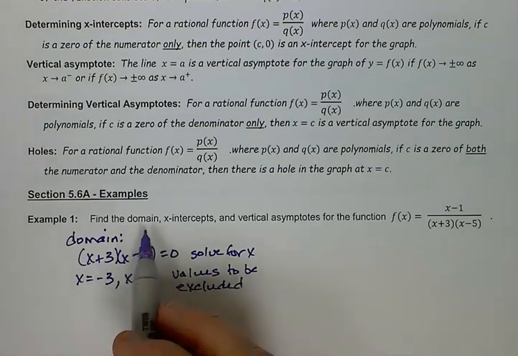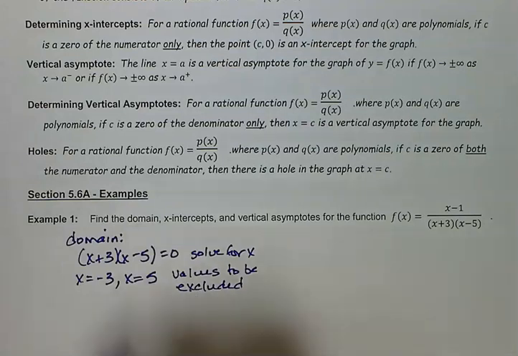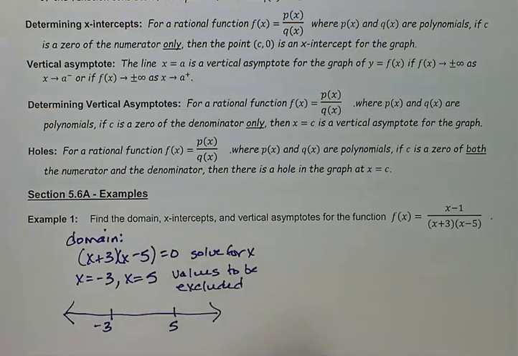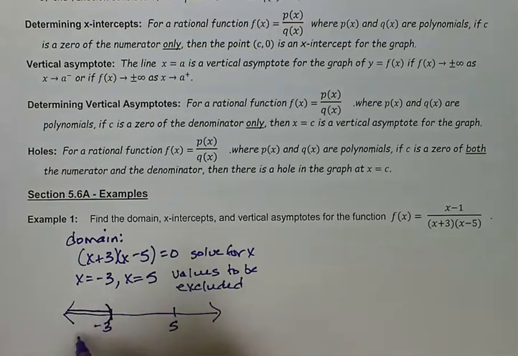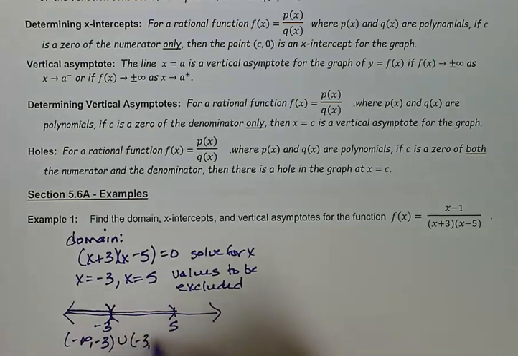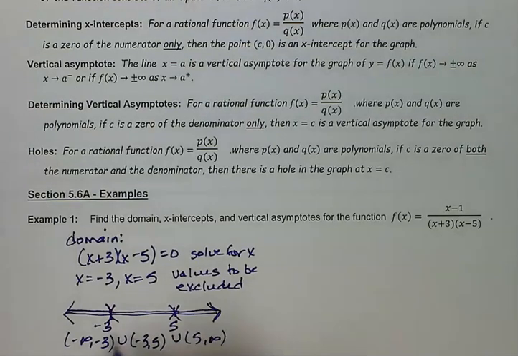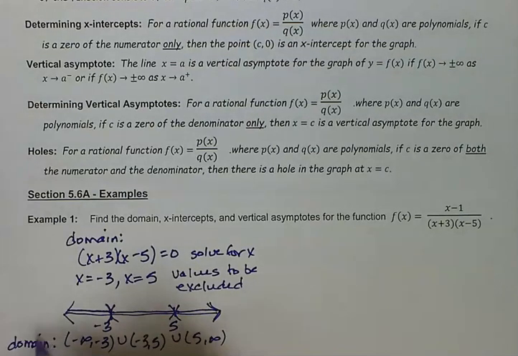If we want to write our domain in interval notation, we could think about a number line with these two values on it, and we want to do intervals on either sides of those two values. We'd have one that would go from -∞ up to -3, and then one that would go between the -3 and the 5, and then a third one that would go from 5 to infinity. This would be our domain.